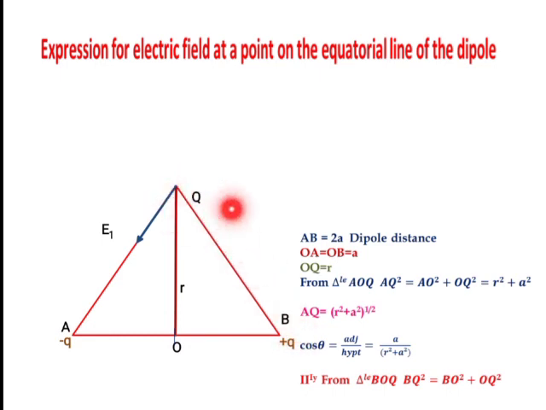Now Q is an imaginary positive point charge. Imaginary charge means it is a positive charge having a negligible magnitude. We are assuming the positive charge is present at Q. Now what will happen to the electric field between this Q and this A? As we know, field lines always move from positive to negative or from positive to infinity. So E1 is the electric field from Q to A. The direction is like this.